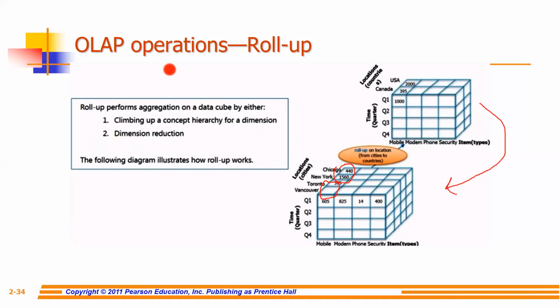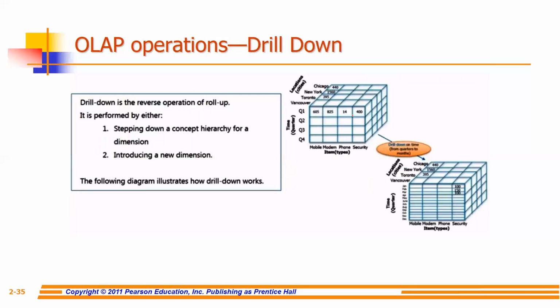So drill down and roll up are the two important characteristics. In a cube, several times we need a roll-up process, and at other times we need the drill-down process. So this is the drill down. The dimensions are further subdivided.